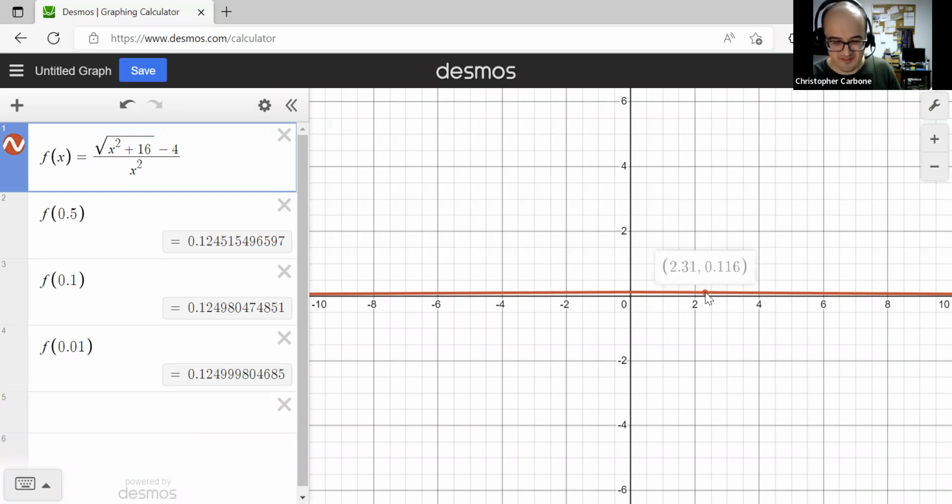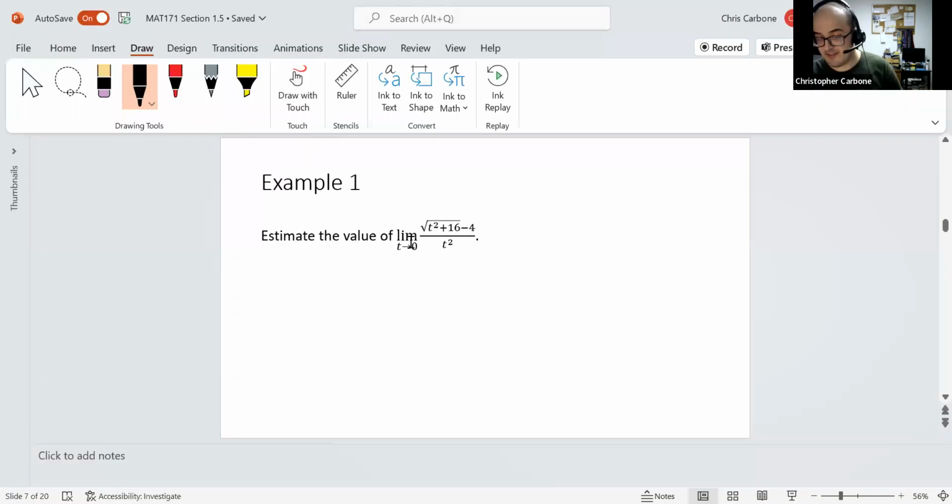Same thing if I did it from the right-hand side. Starts getting close to that particular value, right? Which is why, based upon that, we could say that this particular limit approaches that value of 0.125, which for us, to give a nice fractional equivalent, to be 1/8.